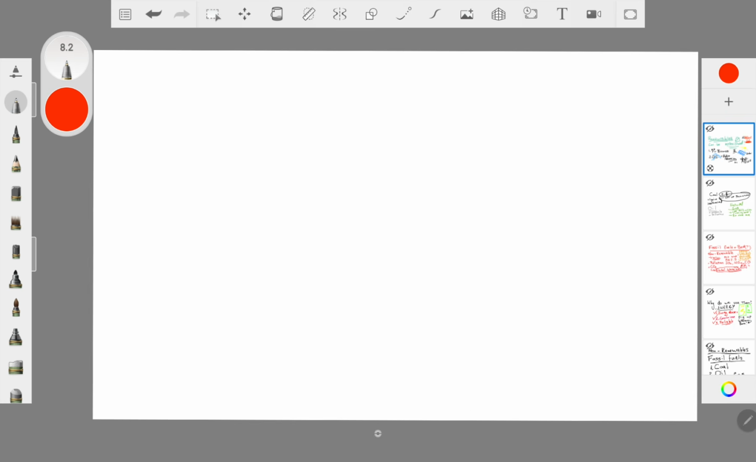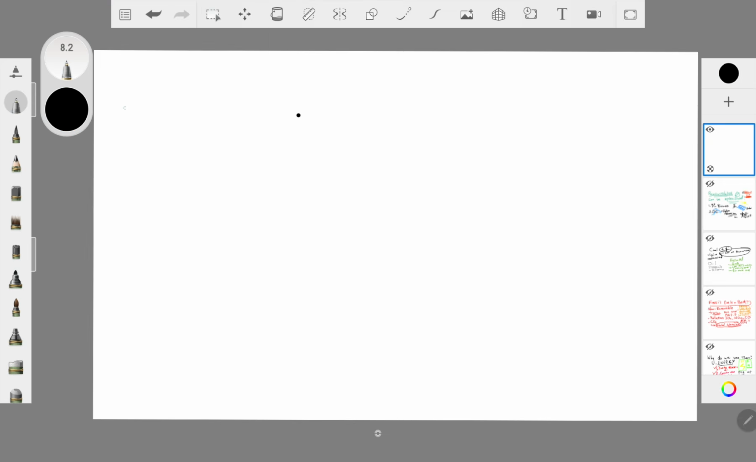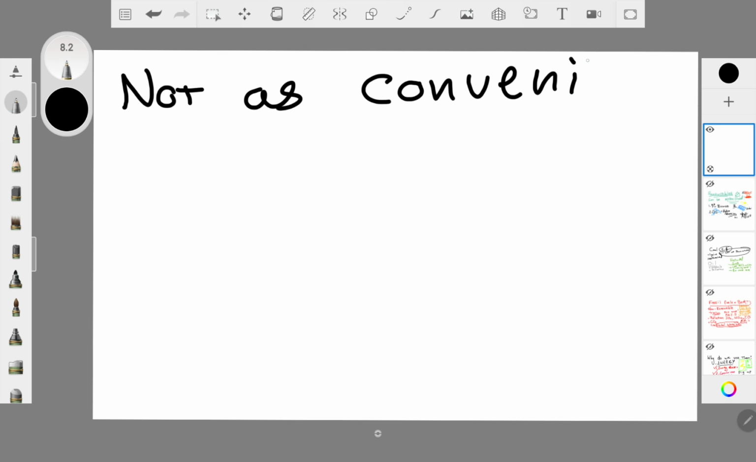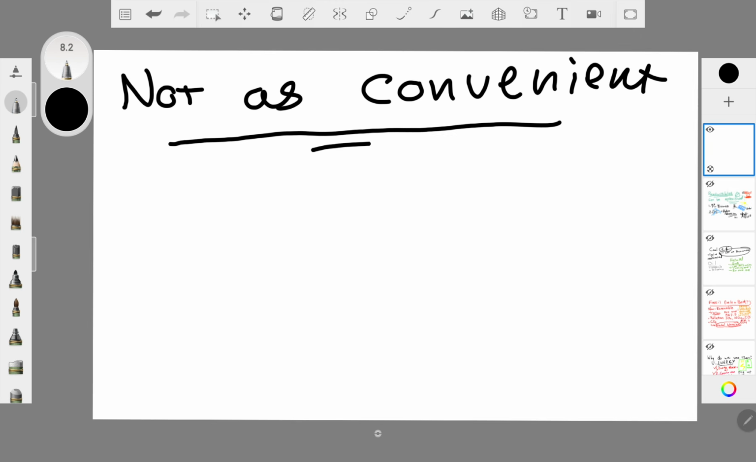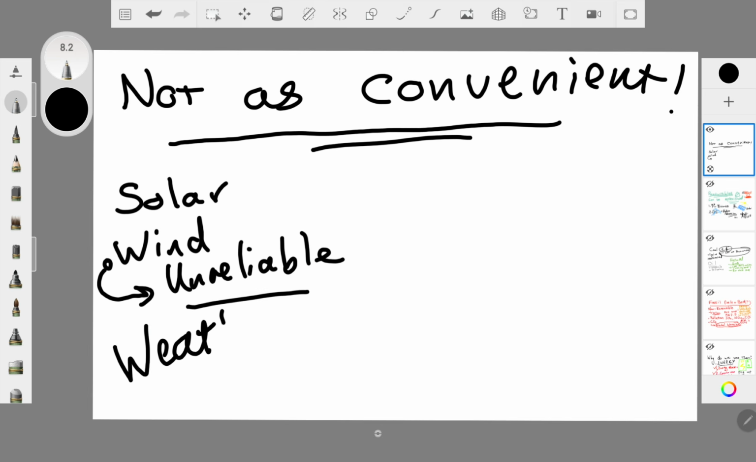But the problem is renewables are not as convenient as fossil fuels, okay? They all have advantages and disadvantages. So, if we look at something like solar and wind, obviously, what's the problem with these two? That's right, they are unreliable. Okay? They rely on the weather. If the weather is bad, you're going to have no energy.